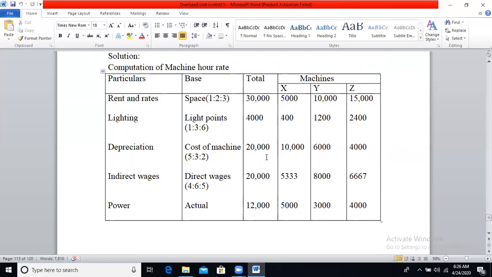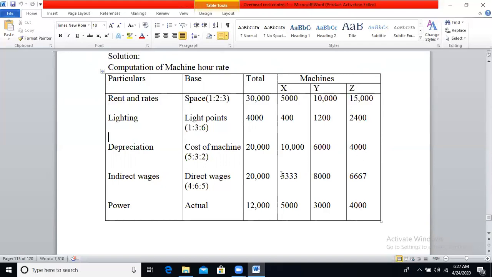And the next overhead expenses will be depreciation. We have considered cost of machine as the basis. The ratio will be 5 is to 3 is to 2. So the total value of depreciation will be 20,000. For machine X, 20,000 into 5 divided by 10, you will get 10,000. For machine Y, 20,000 into 3 divided by 10, you will get 6,000. For machine Z, 20,000 into 2 divided by 10, you will get 4,000.